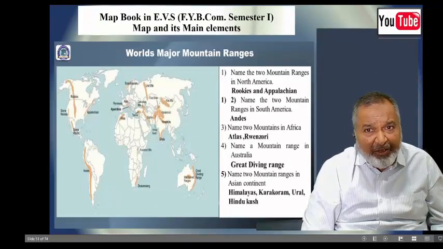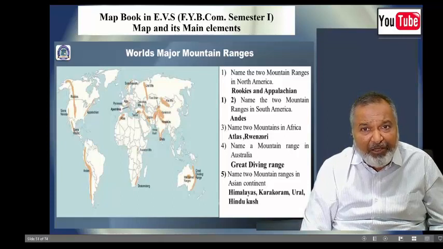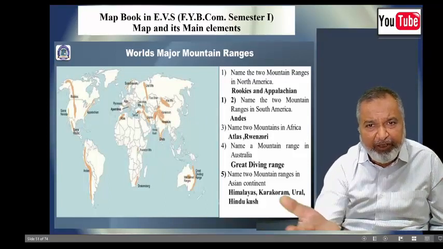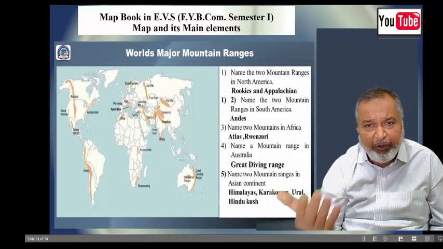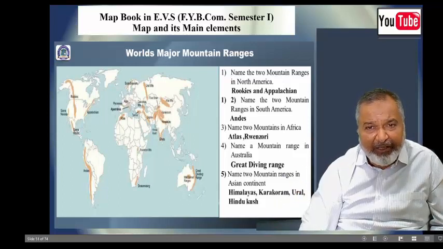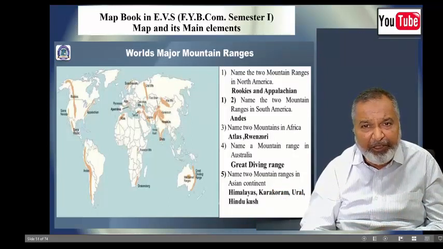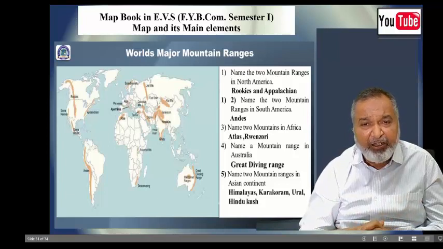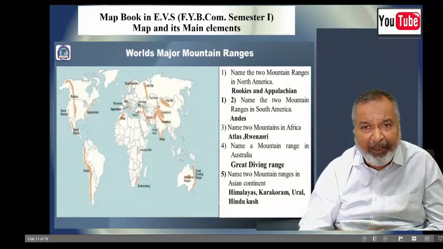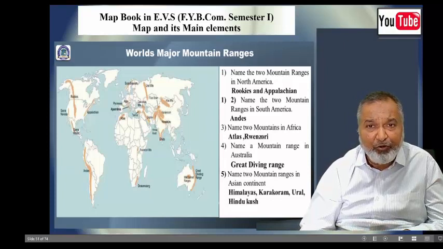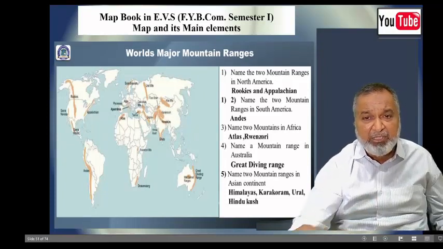Again, I have shown this with the world's major mountain ranges, the same part repeated. In addition, some more mountains have been shown. For example, the Himalayas, Karakoram, and Ural are present on the Asian continent, whereas the mountain range in Australia is the Great Dividing Range. In the north we have the Rockies and Appalachians, in the south the Andes, and the 2 mountains in Africa are the Atlas and the Drakensberg.